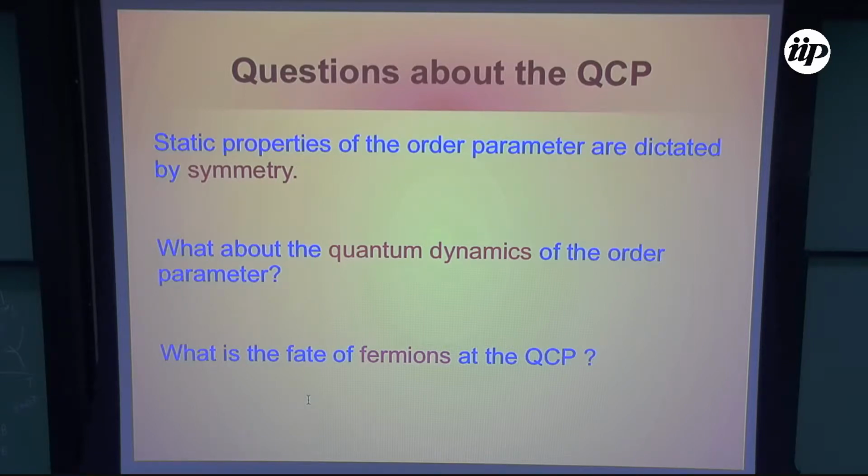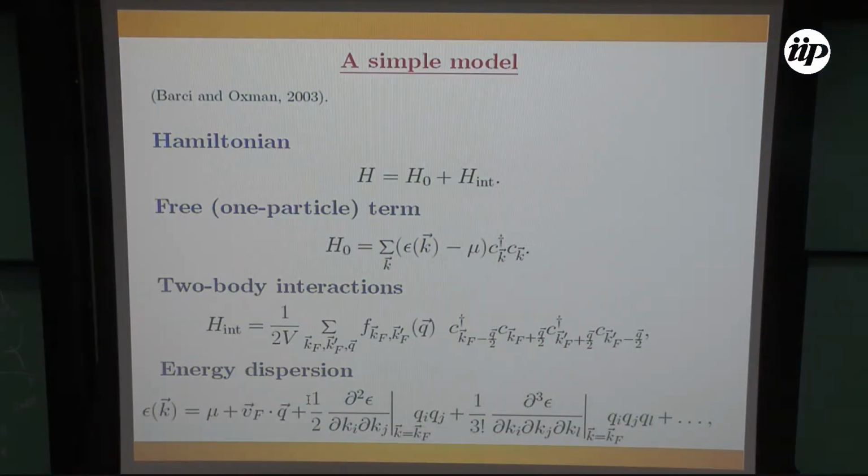Okay, so we try to answer some of these questions just by looking at a model. It's a very simple model, and it's a very old work that we did with Louis Oxman. We just look for the simplest Hamiltonian that you can imagine. This is essentially spinless fermions. This is the quadratic part with some dispersion, and you plug in a two-body four-way scattering interaction, the most general four-way scattering that you can imagine.